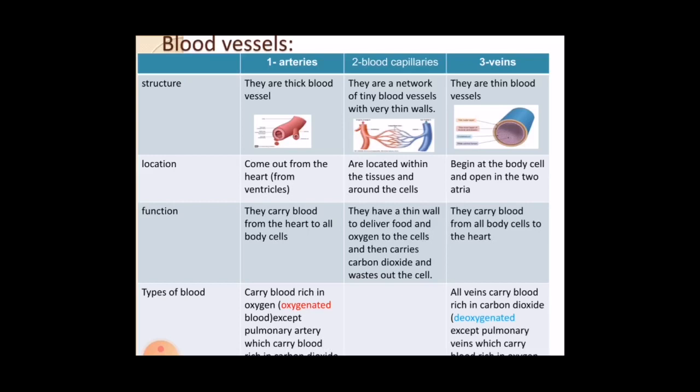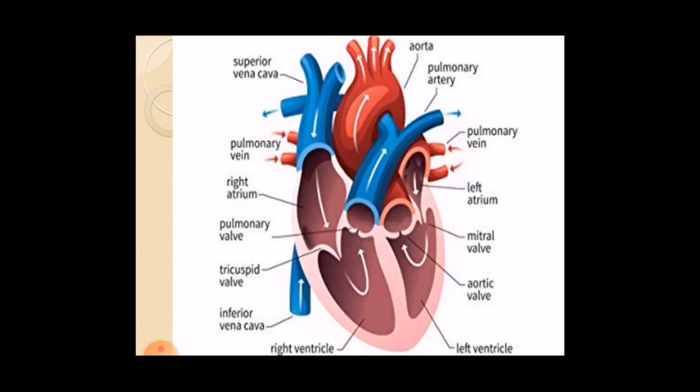Number 1, arteries. They are thick blood vessels, like the pulmonary artery and aorta.